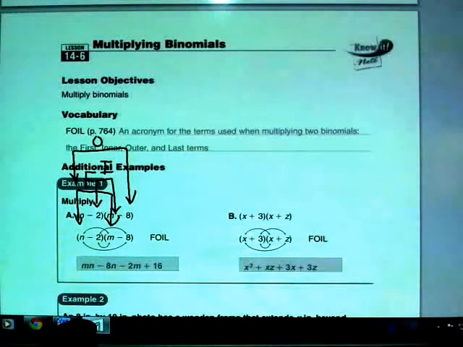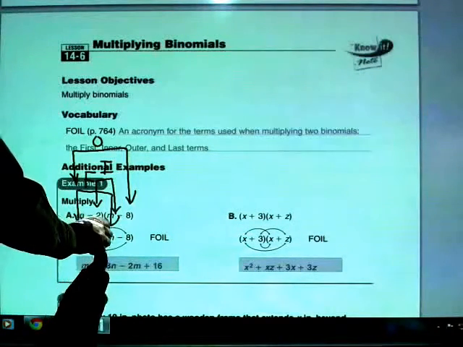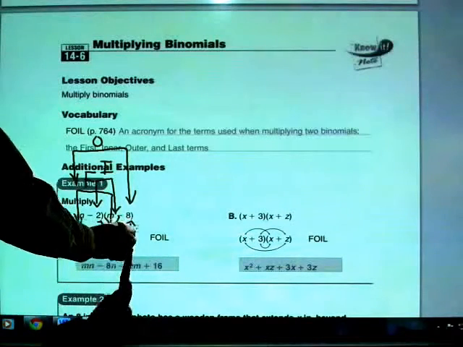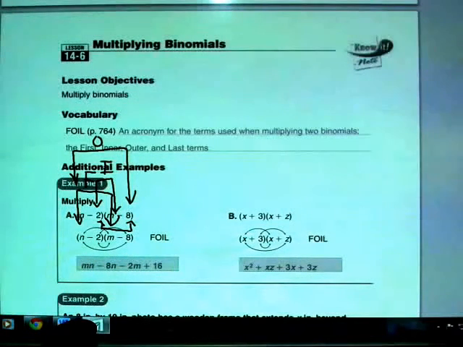And L stands for the last. That's the last term in each binomial. So that's my 2 and my 8, which are also going to have to get multiplied together, and we'll drag that down into the answer. Now there are potentially some like terms that could be derived when you multiply all that stuff together, and then you would have to combine those like terms because those are all going to be connected, each term that you figured out, with addition or subtraction.